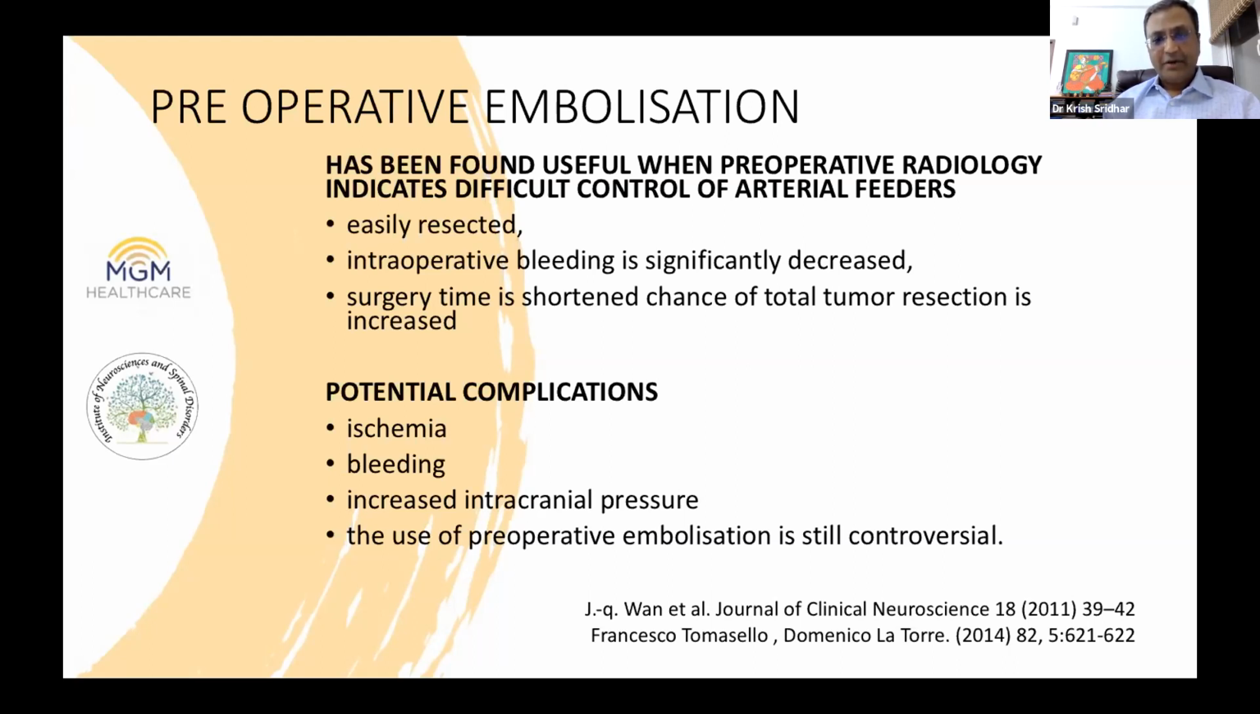However, it is not without problems, and the potential complications which have been seen are ischemia, bleeding, and swelling of the lesion with an increased intracranial pressure. Therefore, all these have made the use of preoperative embolization still controversial, and very many editorials have come out saying that preoperative embolization may not be the way forward, but rather looking at the arterial feeders and trying to get to the arterial feeders first surgically perhaps would be a safer way to do things.